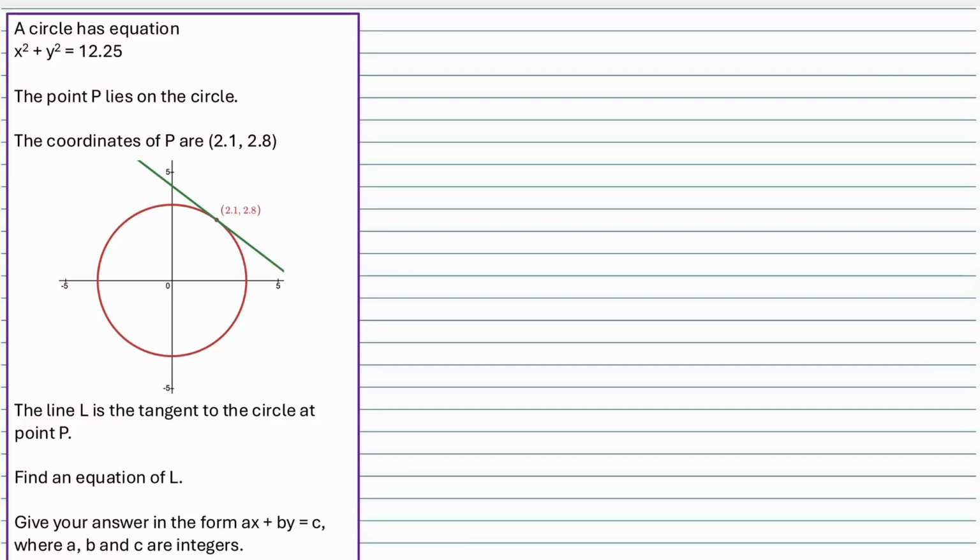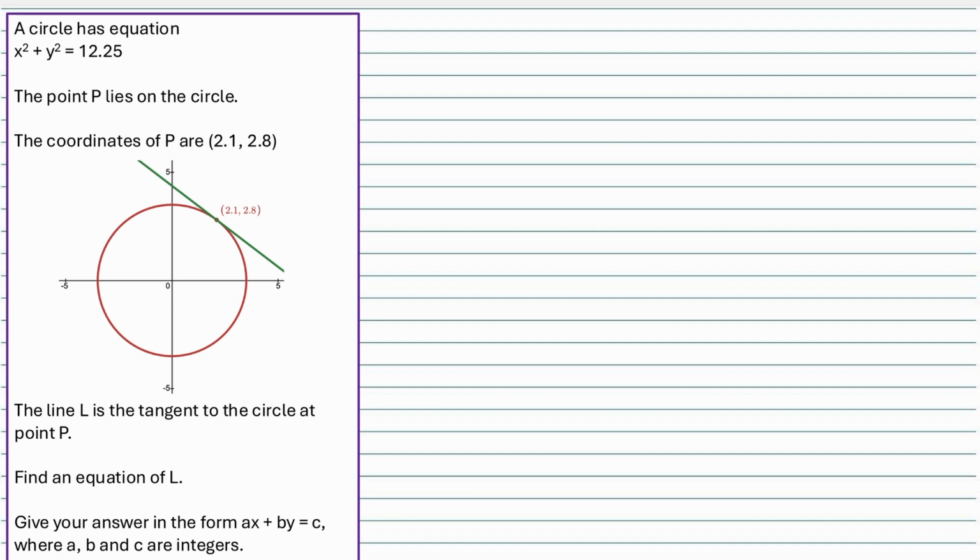Hi everybody. So here we've got a question involving a tangent to a circle. We need to work out the equation of this tangent. We're given the equation of a circle, and we're given that the tangent intersects the circle at point (2.1, 2.8).